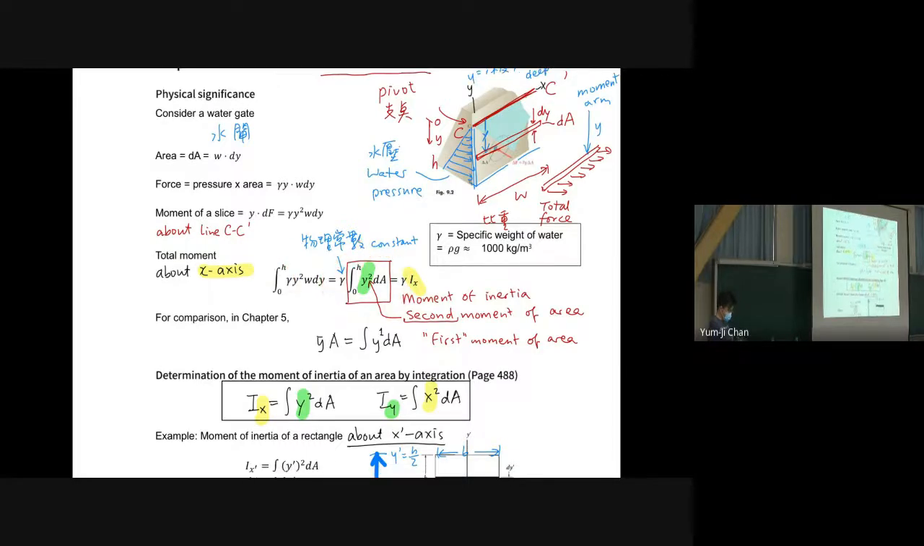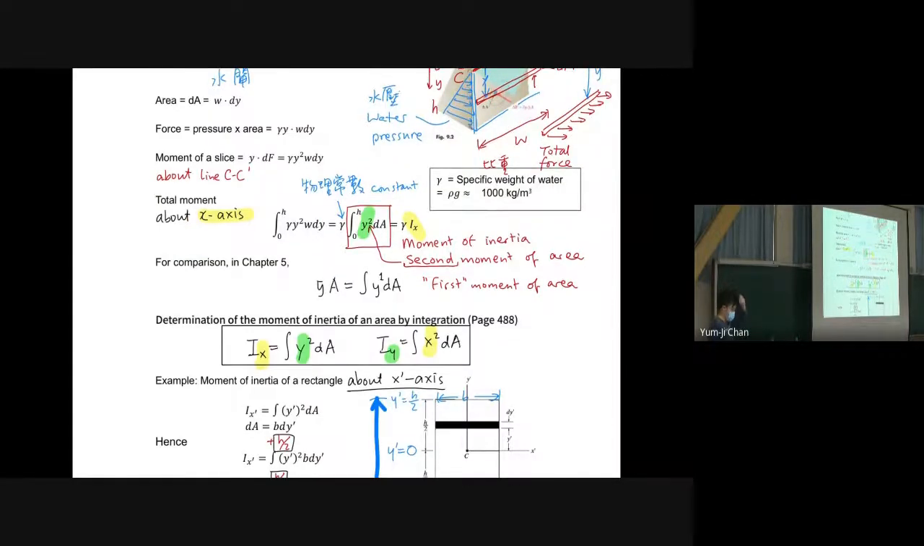The biggest thing you need to notice is if I ask you for Ix, that is the second moment of area about the x-axis. Remember, inside the integral, we have y squared here. It's okay. If I'm asking in the examination for Iy, you need to put x squared here.